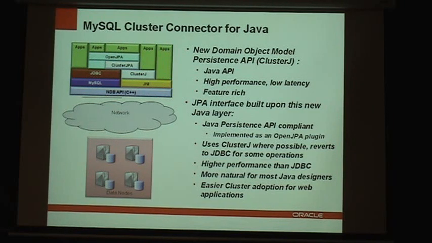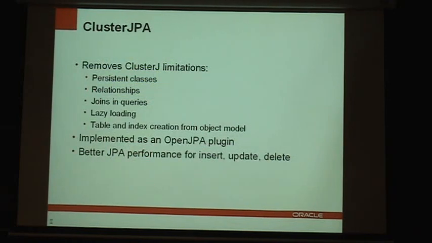Also, the enhancements to Java have to do with the high-performance Java API, and the interface built upon it makes the persistence API compliant. If you're using this already, it's a much easier, much faster way of doing it than before. I have a question about this slide. You show JDBC, MySQL, and then NDB API in a stack, and then JNI and NDB API going all the way across, and you're saying it's C++. Is there a Java version of the NDB API?